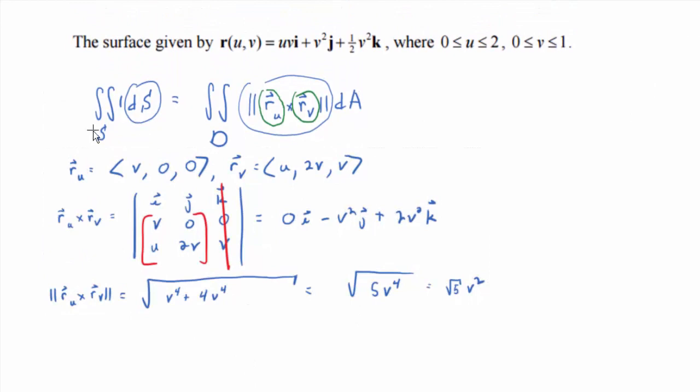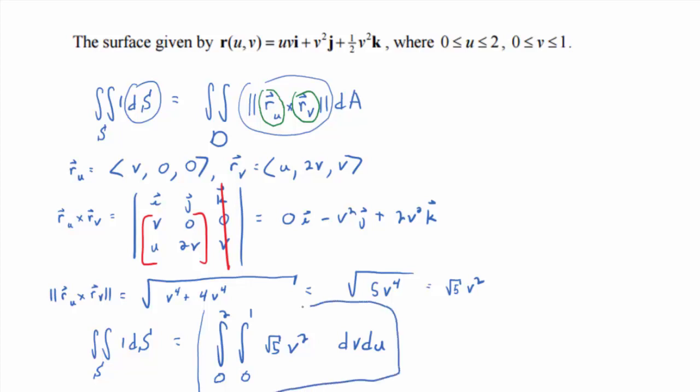Can you set up your integral for me then? Your surface integral, your area integral, symbolically looks like that, and then you set it up. Let's use dv du just for the sake of argument. Your integrand is root 5, which you could pull out front if you want, times v². What does v run from? 0 to 1. And u runs from 0 to 2. I'm going to let you compute that, but that's a pretty reasonable one to compute.